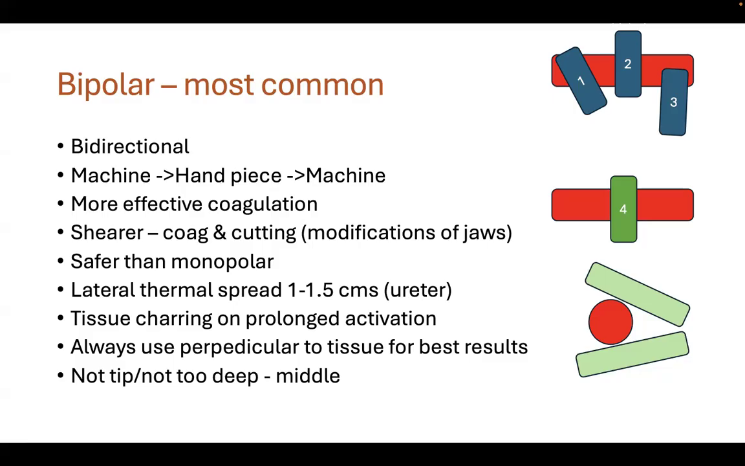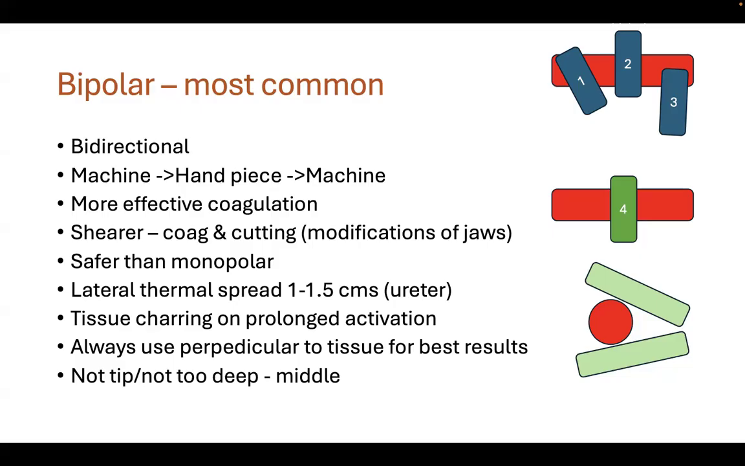In bipolar, the current flow happens between the two jaws of the instrument, from one jaw to the other, where tissue stays in between, causes the resistance, and this causes it to heat up and cause coagulation. So, as I said earlier, monopolar is more effective for cutting, but bipolar is the most effective for coagulation.